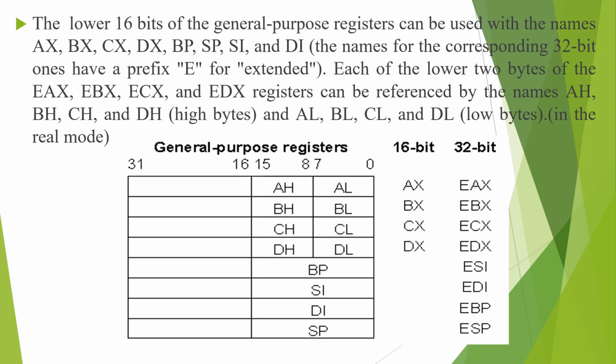Whenever you switch on the Pentium, it will work in a virtual 8086 mode, where it can address only 1 megabyte of memory. At that time, it can access 8-bit and 16-bit registers.